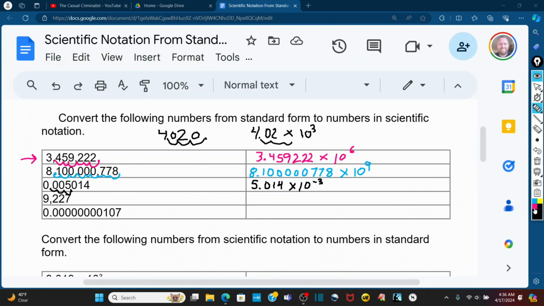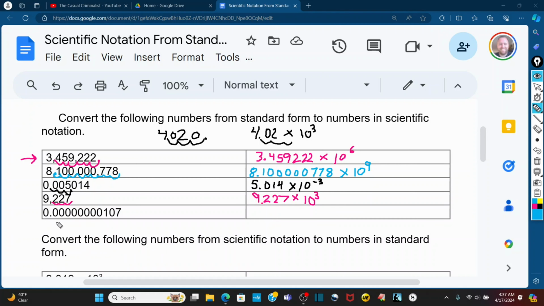Okay, next one, let's change colors again. We have the decimal place here. We're going to move it 1, 2, 3 places to the left. I'm going to write this number as 9.227 times 10 to the 3rd power, because we moved 3 places to the left there.